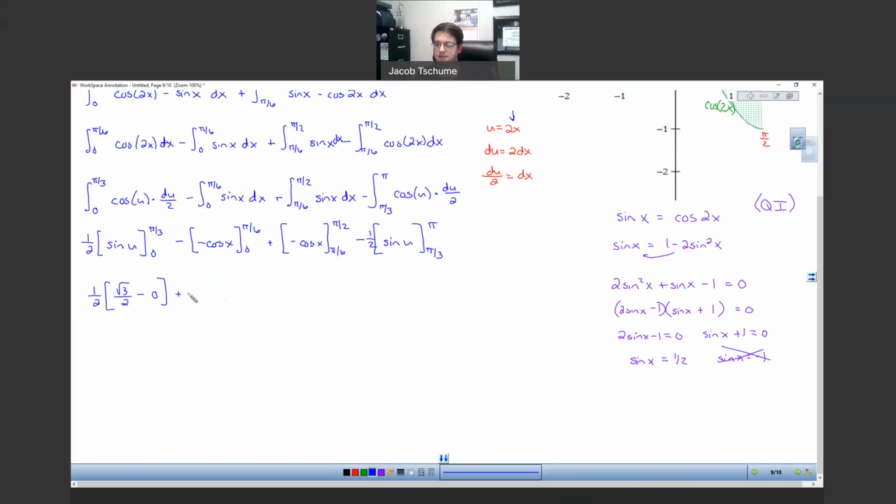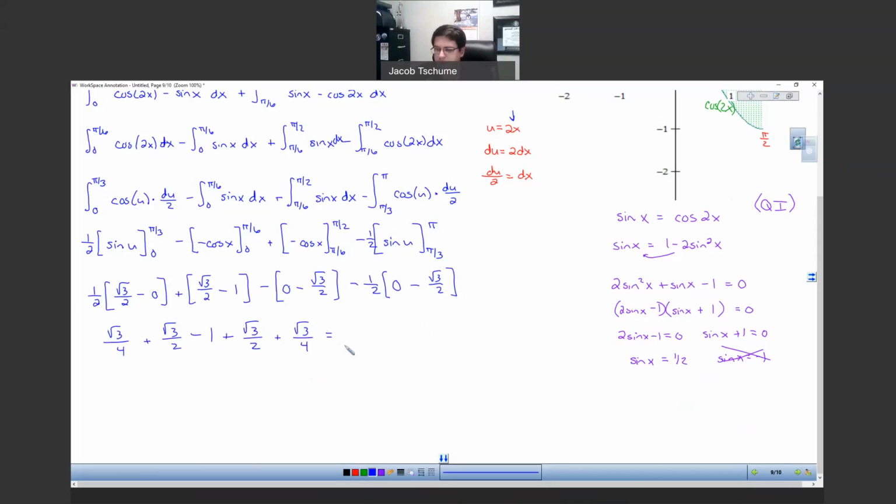Bringing this negative out front turns this into addition, and you just have a cosine. Cosine of pi over 6 is root 3 over 2, minus the cosine of 0 is 1. Bringing this negative out makes this a minus, and then cosine pi over 2 is 0, minus the cosine of pi over 6 is root 3 over 2. Minus 1/2 times sine of pi is 0, minus sine of pi over 3 is root 3 over 2. All right, so writing everything out that I can, you should end up with a root 3 over 4 plus a root 3 over 2 minus 1 plus a root 3 over 2 and then plus a root 3 over 4.